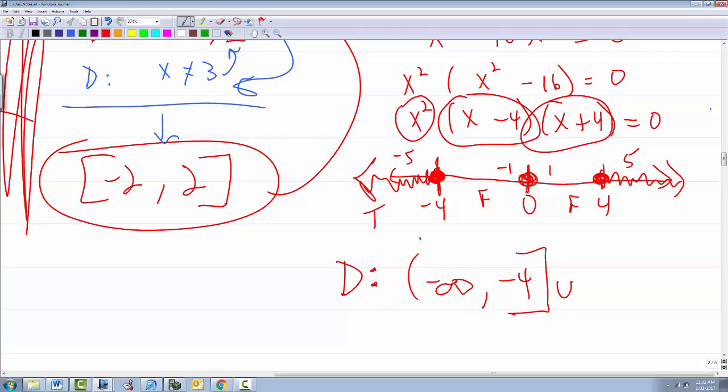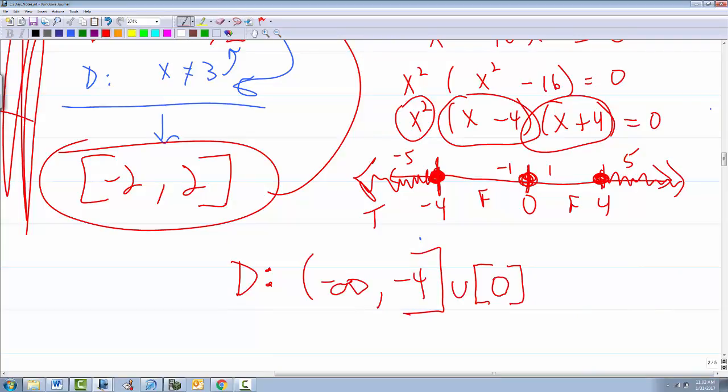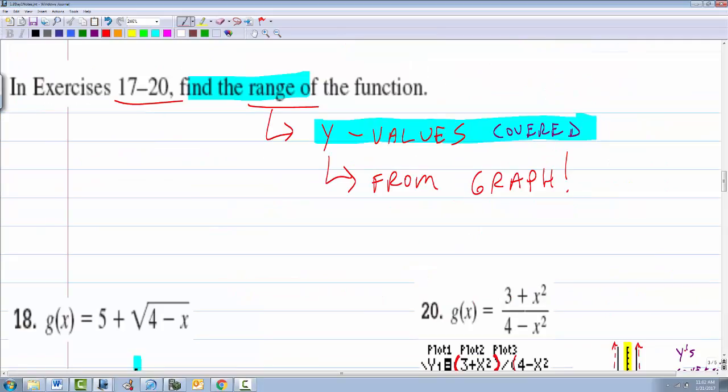This is a Mr. Samuelis number. All by itself. What do I put around that? I think it's a bracket. I don't think you could be wrong. It just says 0. 0 is in. Yeehaw. And then union that with 4 to infinity. Oh, whew. All right. Let's move on to range.